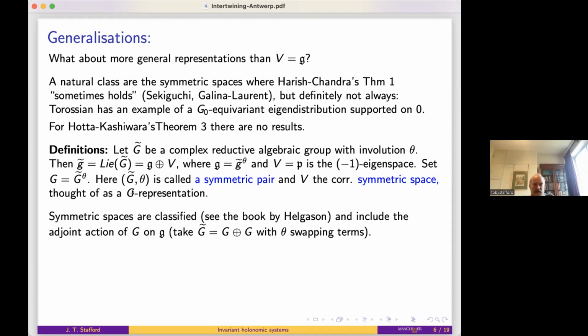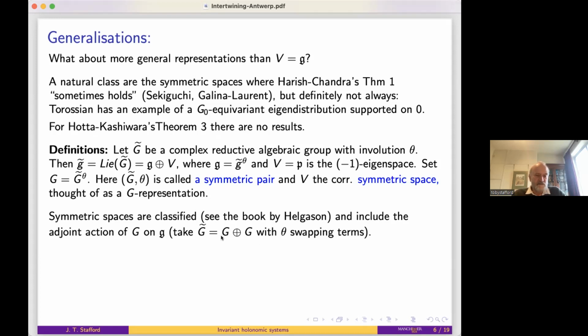These symmetric spaces are classified. It's in a book of Helgason you can view, and there's quite a lot of them. There's 17 infinite families, for example. And it's important to notice that the adjoint action of G on its Lie algebra is a special case, and that's just when you take G tilde to be two copies of G and theta swaps the terms.